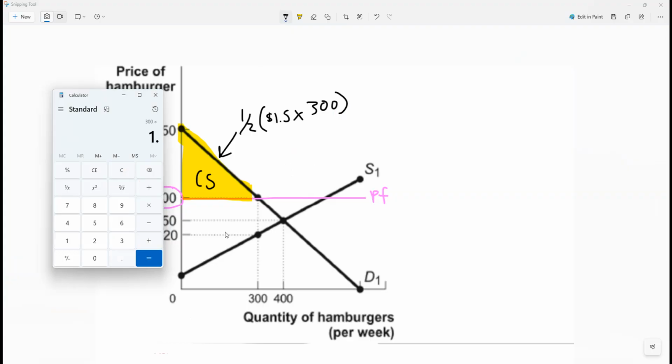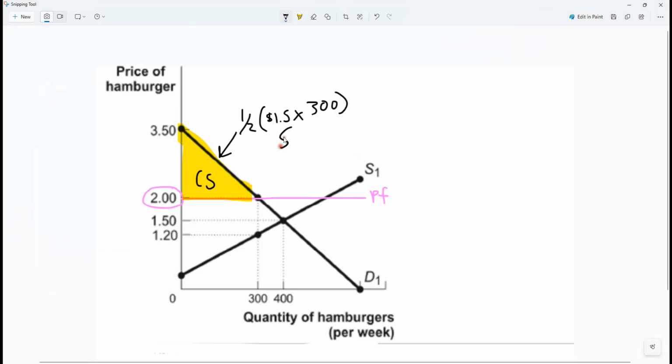I think I can do this in my head, but let's just make sure. 450, and then half of that is 225. So the consumer surplus would be 225. That's the area of that triangle.